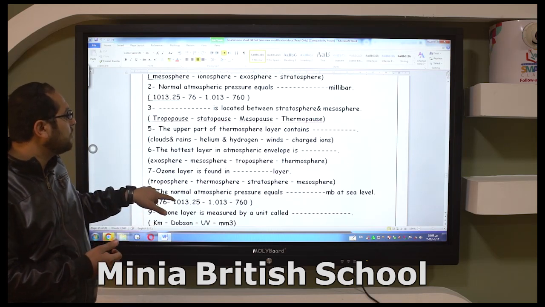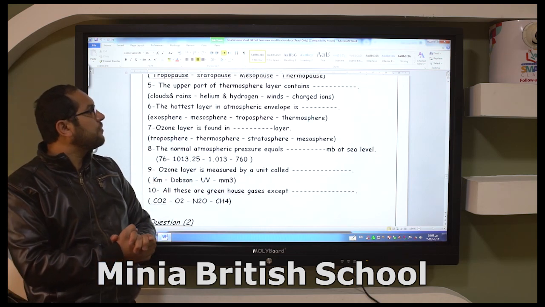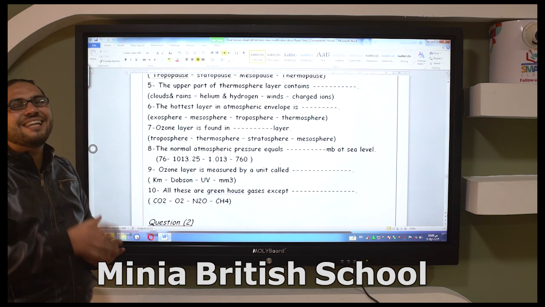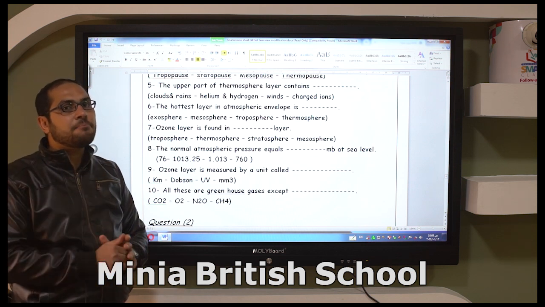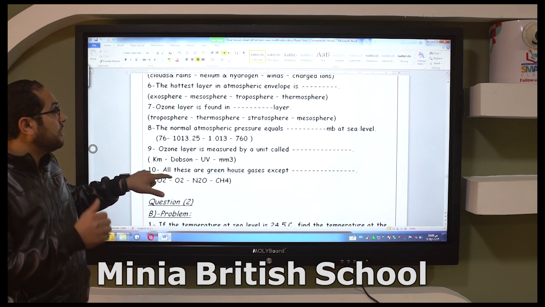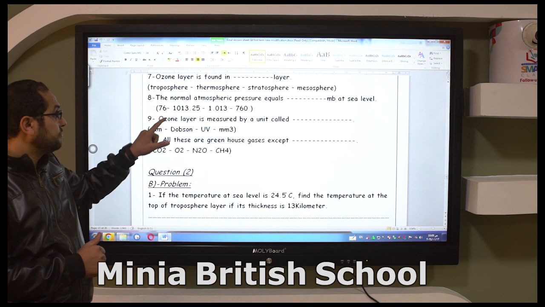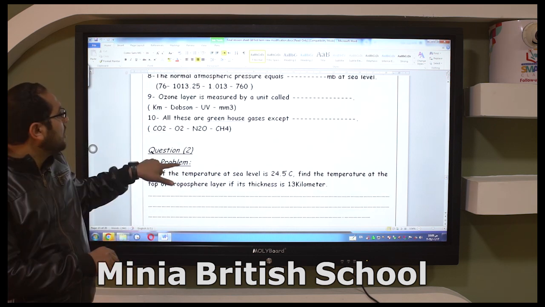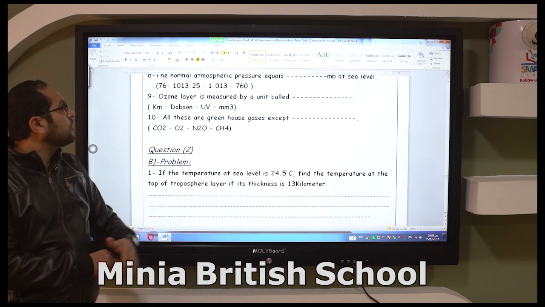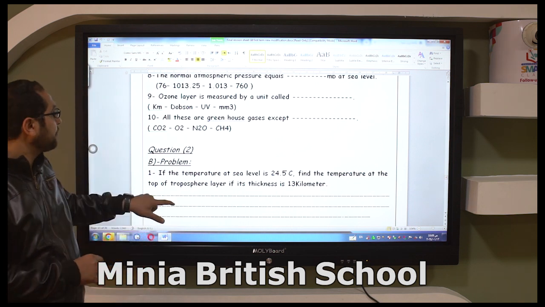This is the stratopause. The upper part of the thermosphere layer contains a limited amount of helium and hydrogen. The hottest layer is the thermosphere. The ozone layer is found in the stratosphere. The ozone layer is measured by a unit called what? The ozone layer is measured in Dobson.